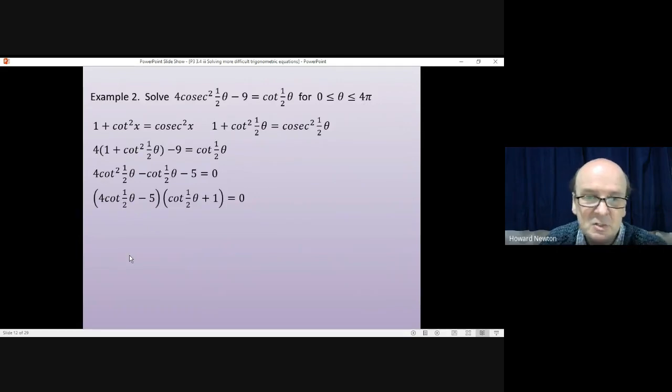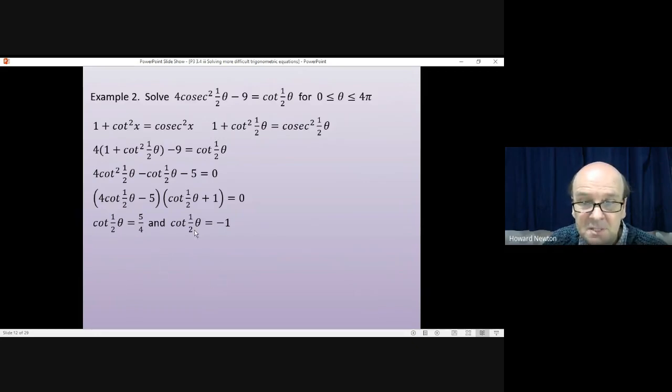It factorizes into 2 brackets: 4 cot a half theta minus 5 and cot a half theta plus 1. And we know that if we multiply these together, we'll get 0 for the answer. That means one of these brackets must be equal to 0. So either cot a half theta is equal to 5 over 4 if this first bracket equals 0, or cot a half theta is equal to minus 1 if this second bracket equals 0. A bit like on the last example, we've got 2 solutions and we need to think about them independently.